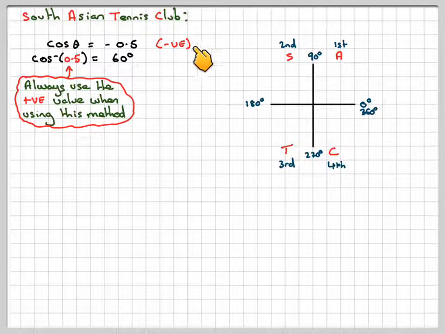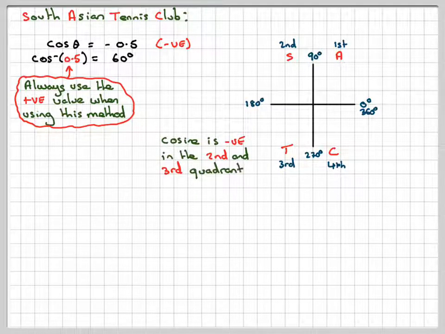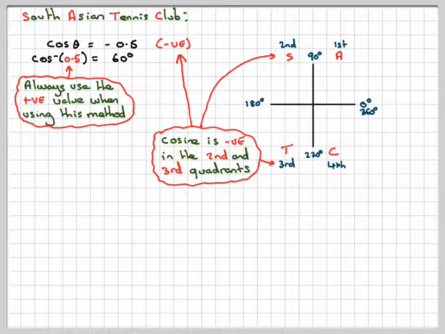Now what do I want to find? I want to find where it's negative. Where is cosine negative? Well, it's negative here in the second and the third quadrant, because only tangent and sine is positive here and tangent is positive here. So cosine is negative in the second and third quadrants. So what I do is I go to these quadrants and then I make an angle 60 degrees with the x-axis.